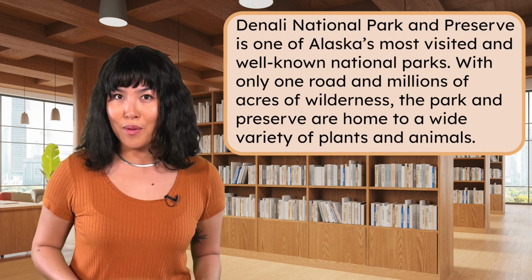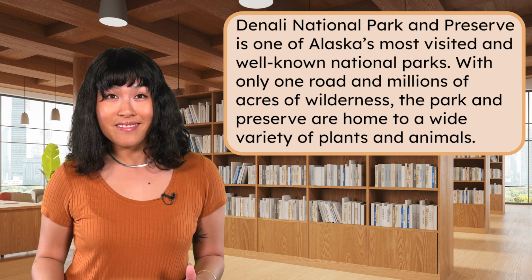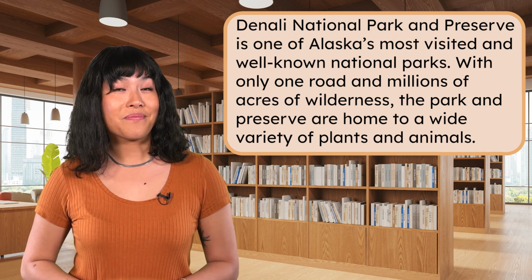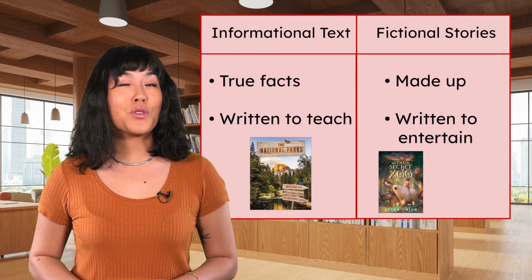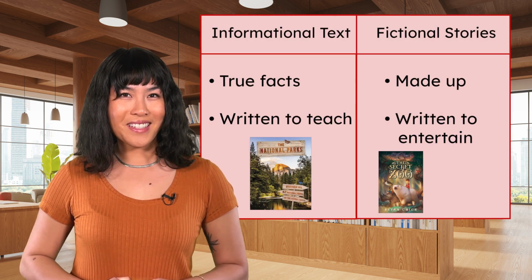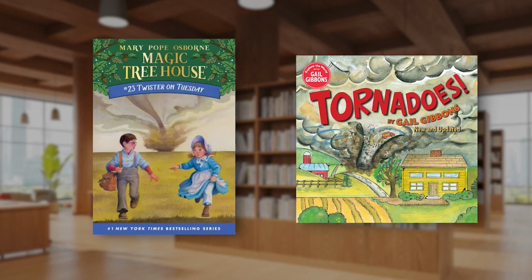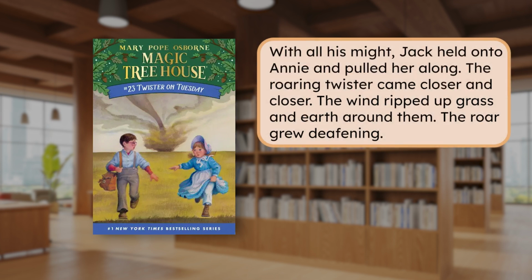What do you think about this one? Story or informational text? It's an informational text. We learned about Denali National Park through the facts. Let's add this example to the informational text category in our chart. For this last part, let's take a look at two different texts side by side. Remember how I came here to learn more about tornadoes? Well, that's what both of these texts are about. Let's read them, then you'll decide which is a story and which is informational. Here's the first text from Twister on Tuesday by Mary Pope Osborne.